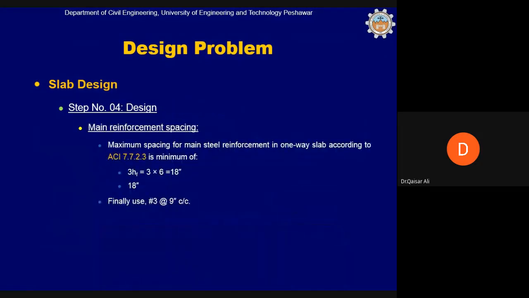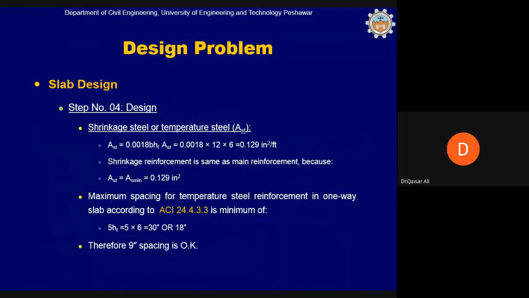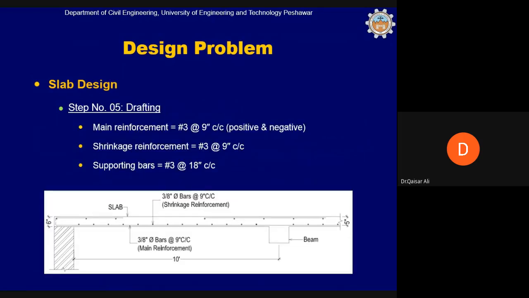This is the reinforcement in the slab, which is the same. We're just repeating the same steps. Finally, the end result is the same as that was in the previous two options, 1 and 2: 3 by 8 inch bar at the rate of 9 inch center to center, both ways, main reinforcement as well as longitudinal reinforcement in this.